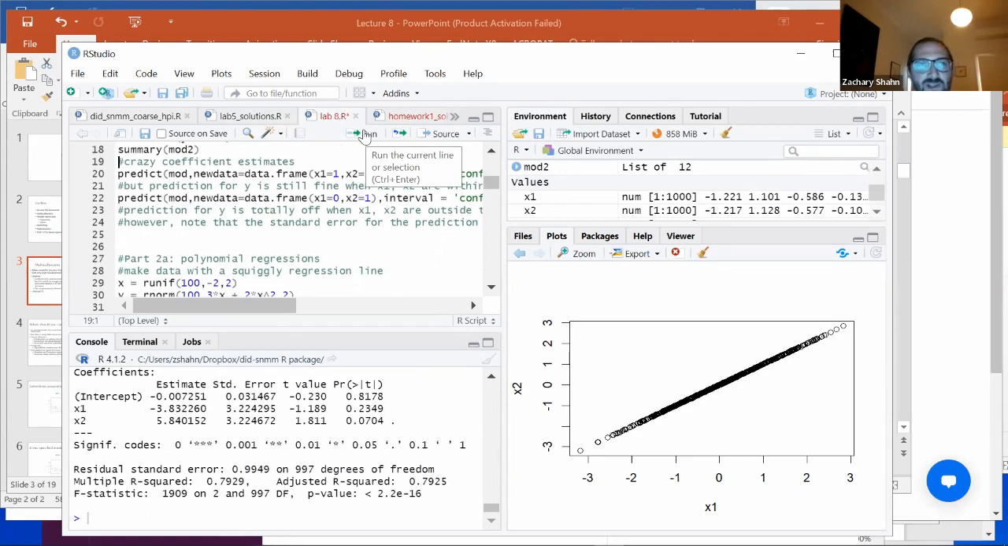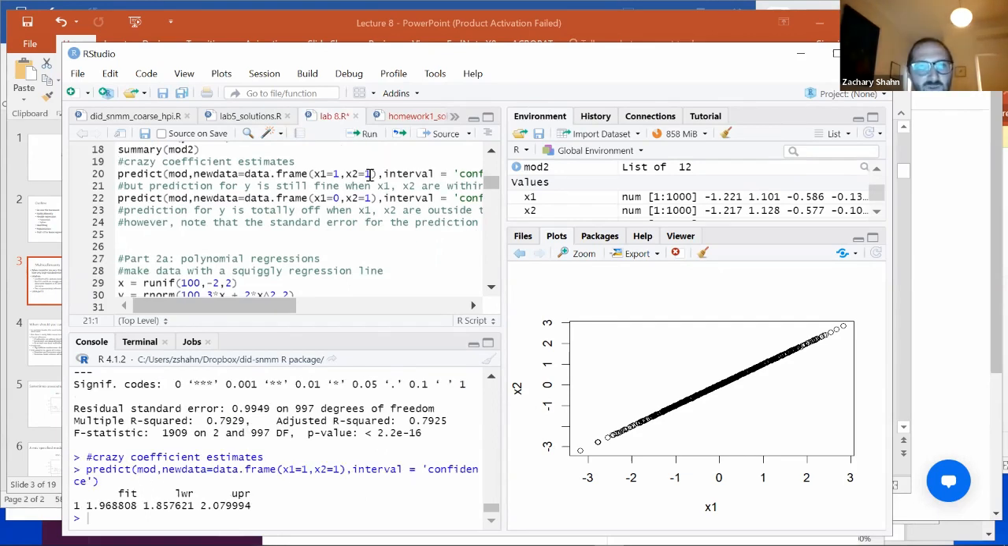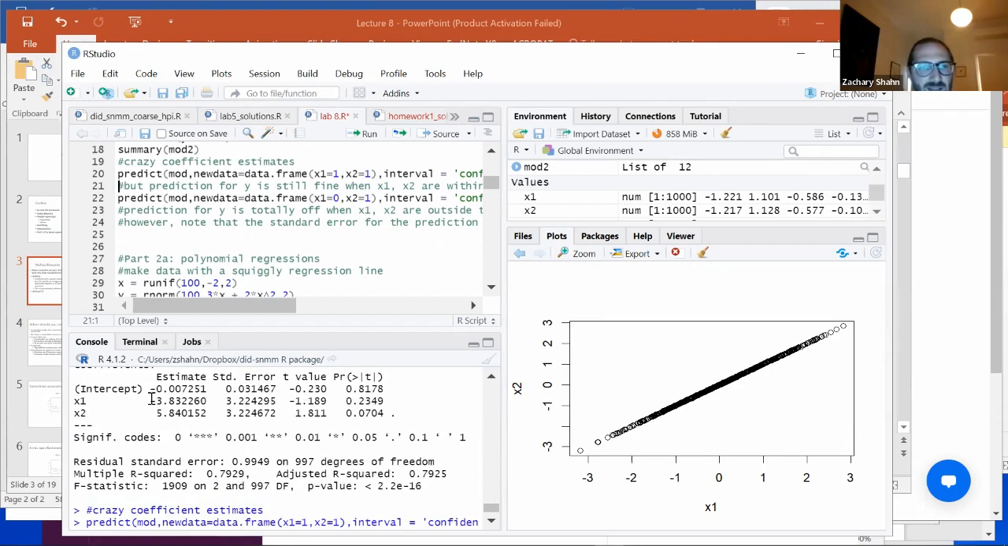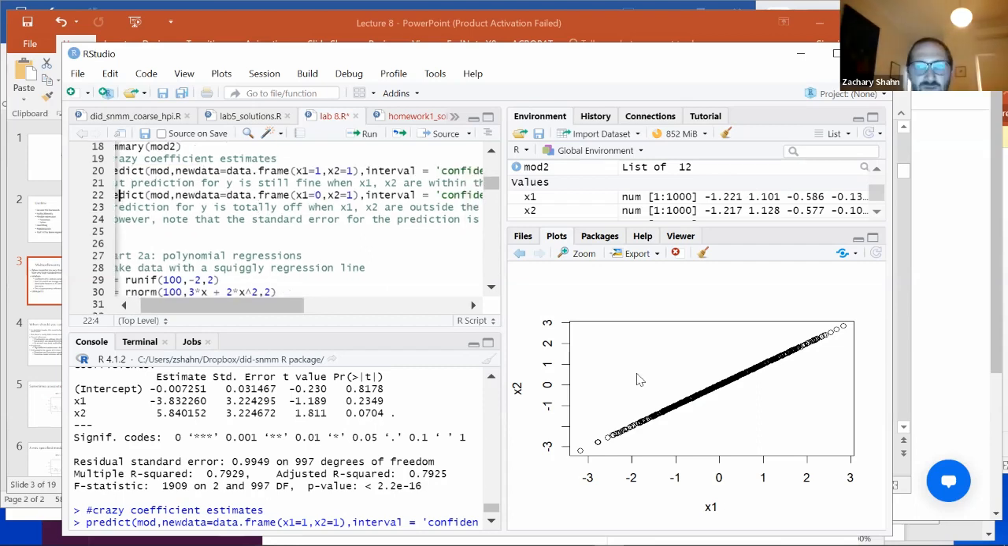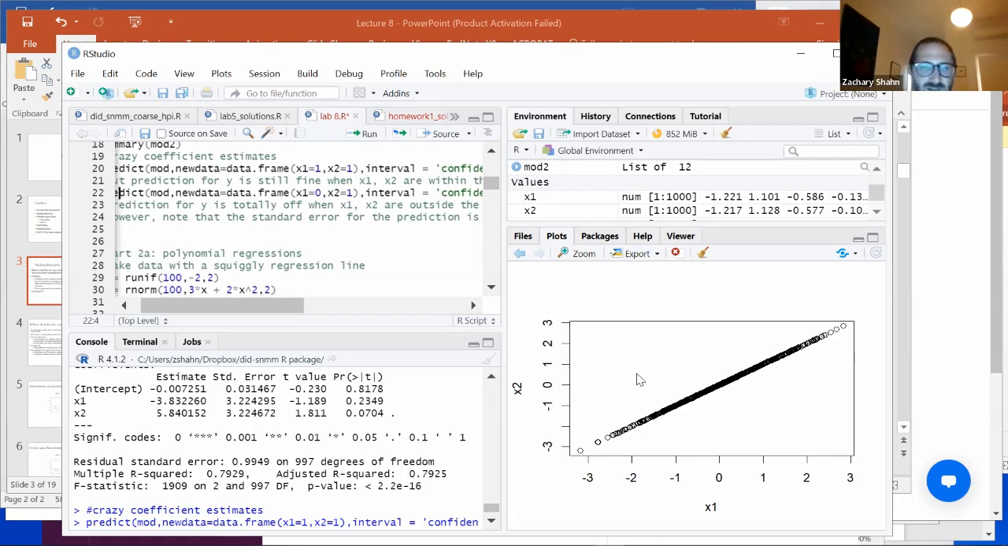But let's do a prediction for the value when x1 equals 1 and x2 equals 1. It's exactly the same as before. It says it's going to be 2, and it's pretty certain about it. So when you have collinearity, it has no idea what the coefficients of x1 and x2 are, but it still knows what the expected value of y given x1 and x2 is. However, note that if you try to make a prediction for values of x1 and x2 that are not seen together in the data, so here with x1 equals 0 and x2 equals 1, the scatter plot is totally empty, right? Up here.